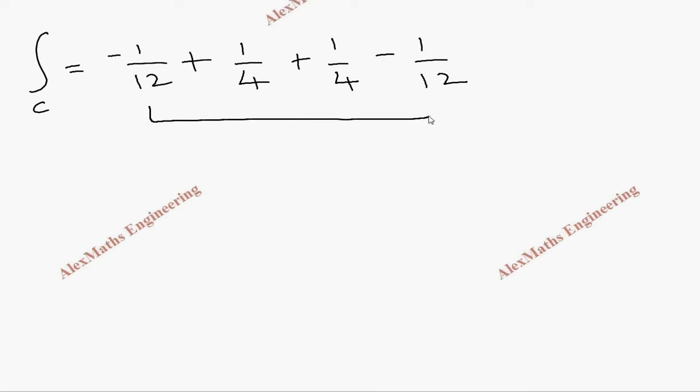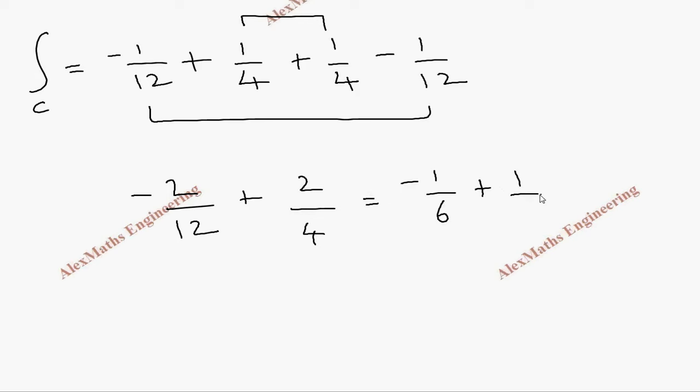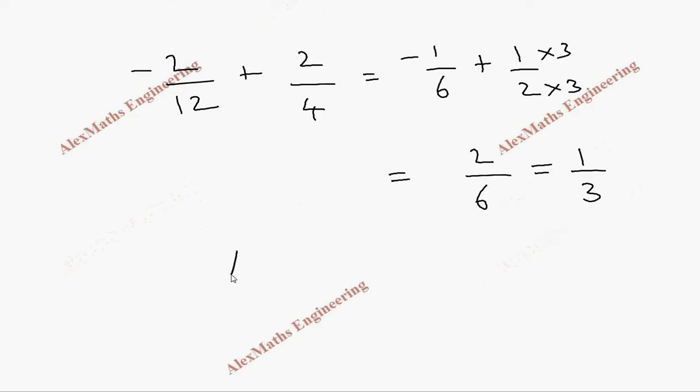So we can combine these two, which is -2/12, and we can combine these two, which is 2/4. On reducing this, -1/6 + 1/2. So we can put into 3 to make a common denominator. So 3 - 1, which is 2/6, and totally it is 1/3. The complete LHS which we got is 1/3.